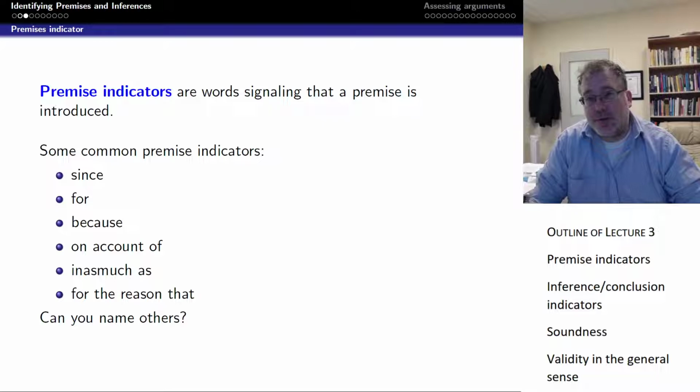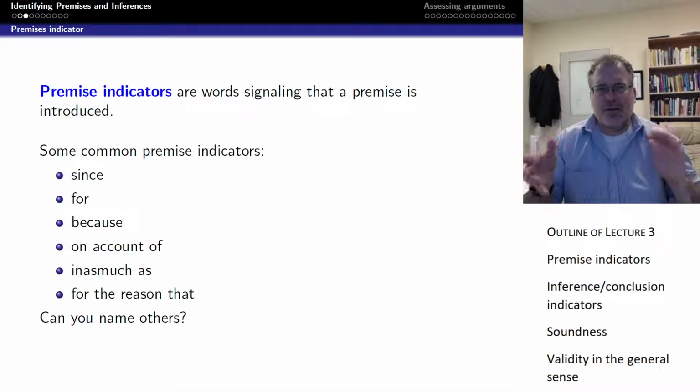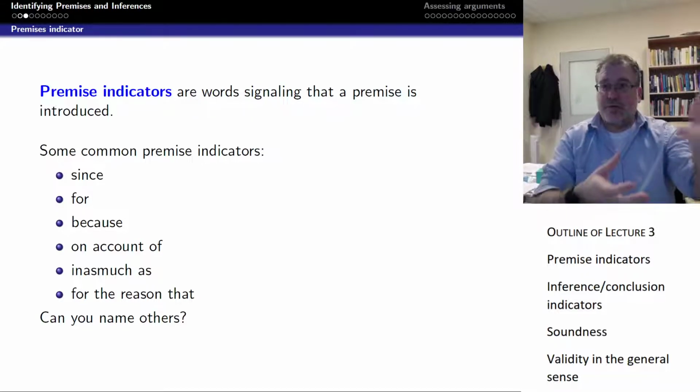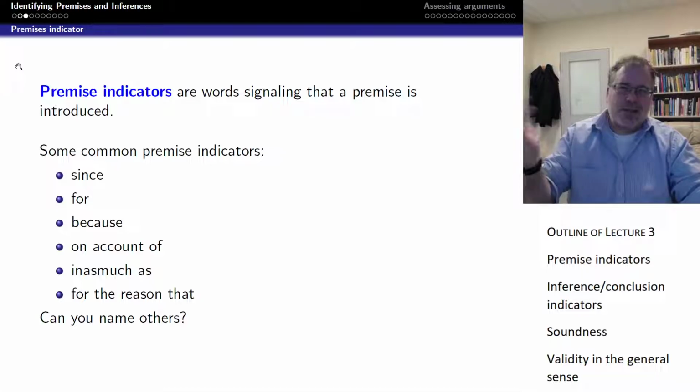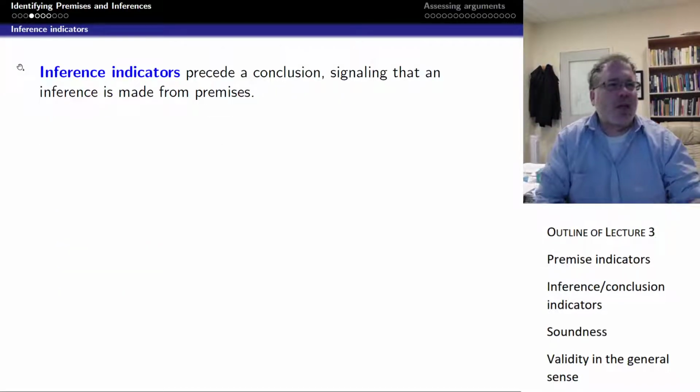There are many choices. Maybe another one would be "given that." Given that is often a good way of introducing a premise. Sometimes you could introduce two premises at once by using the pair of indicators "on the one hand, on the other hand." Now you introduce two facts that will play the role of premises. And again, there are many more. Those are just some of the examples.